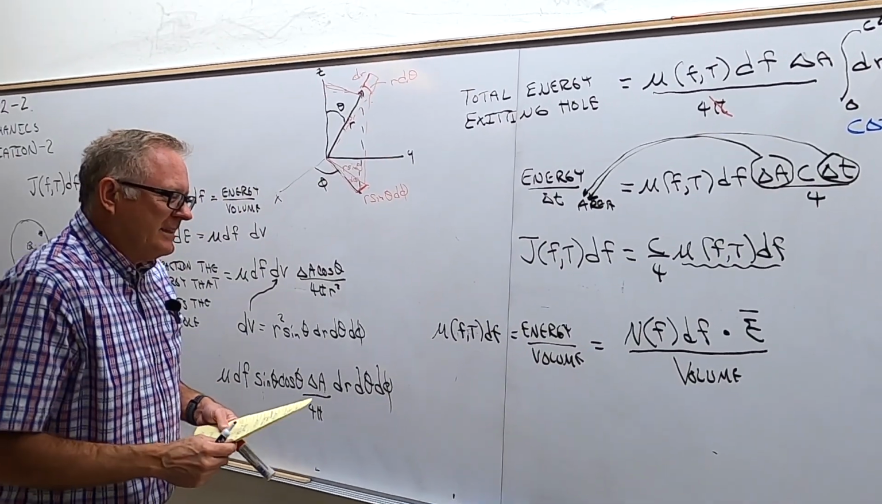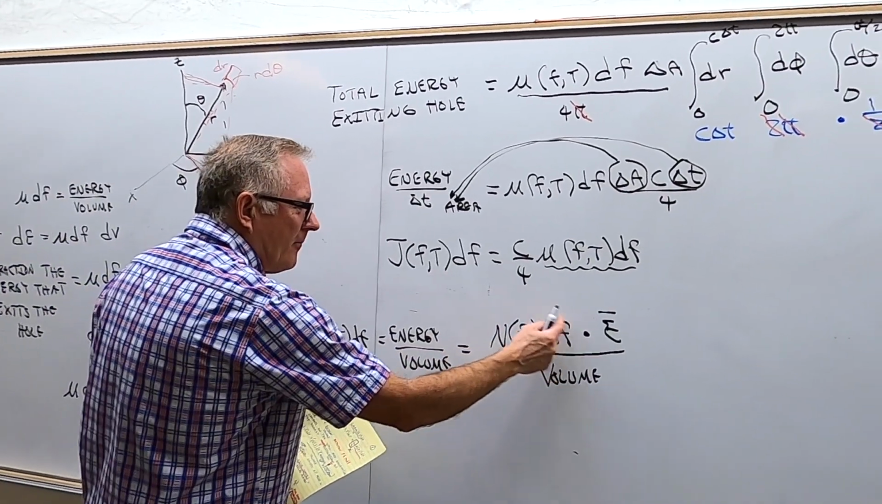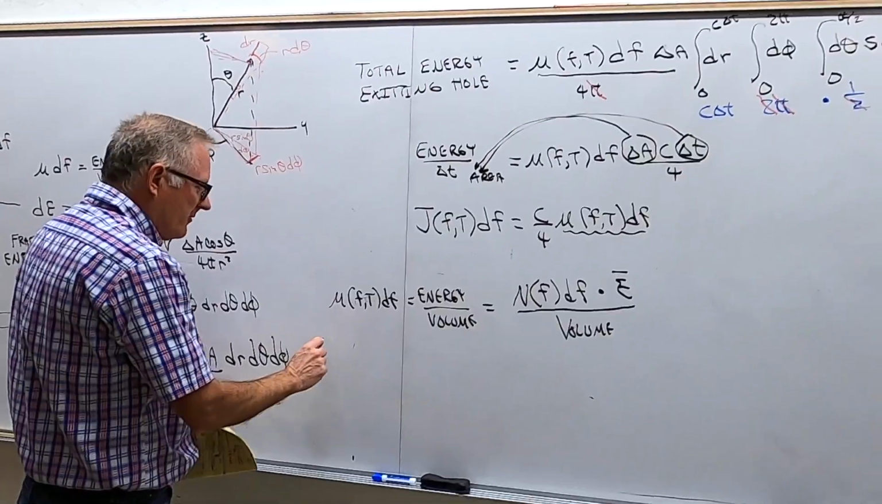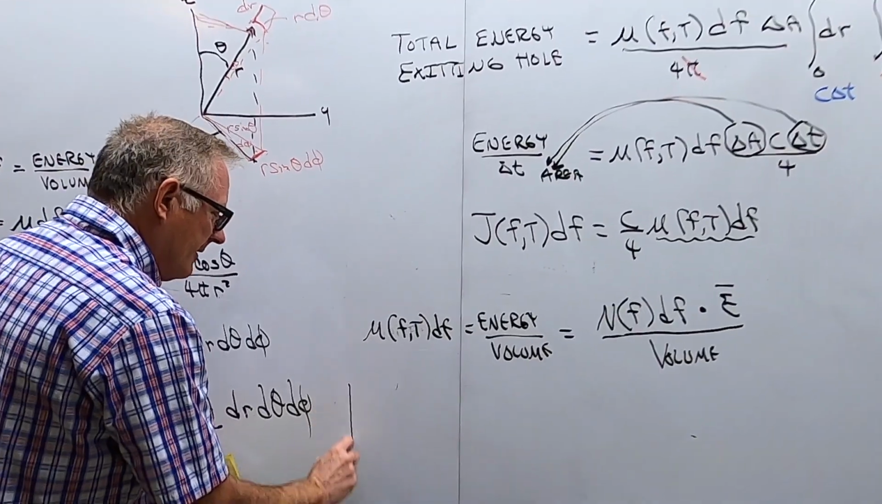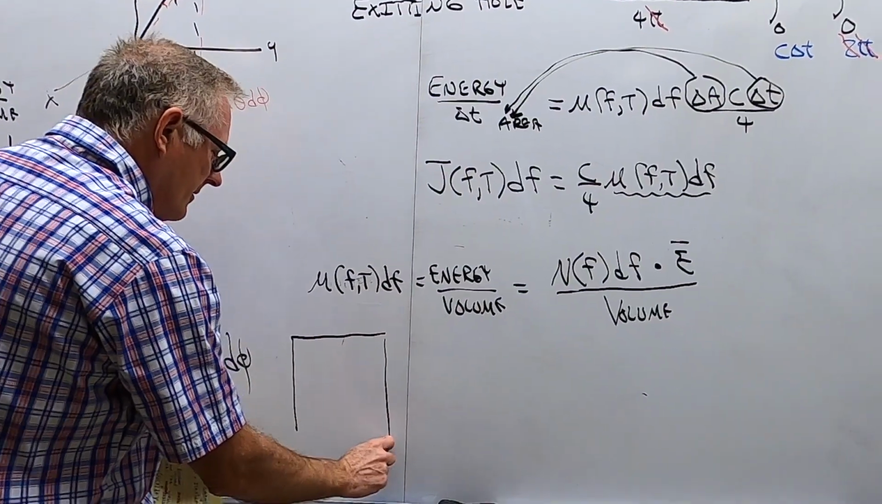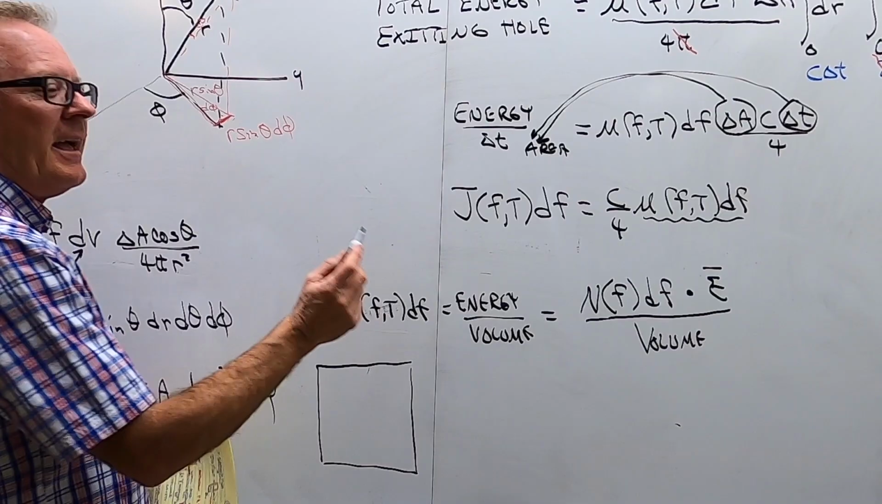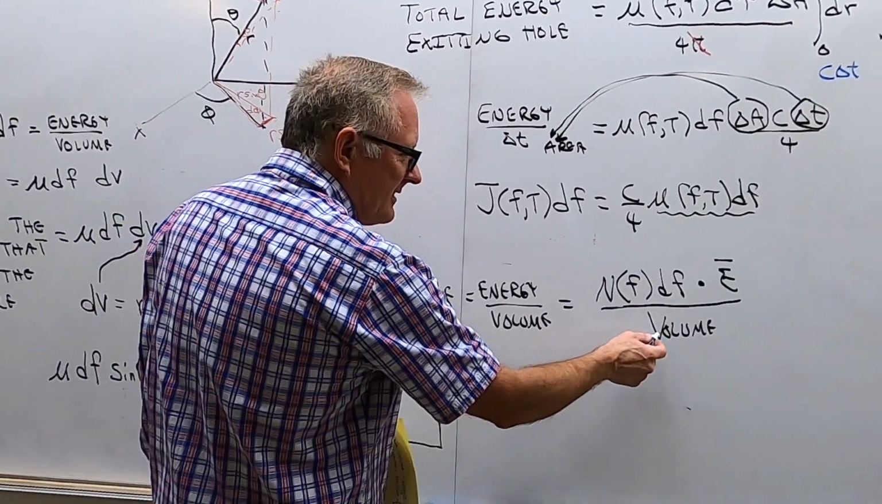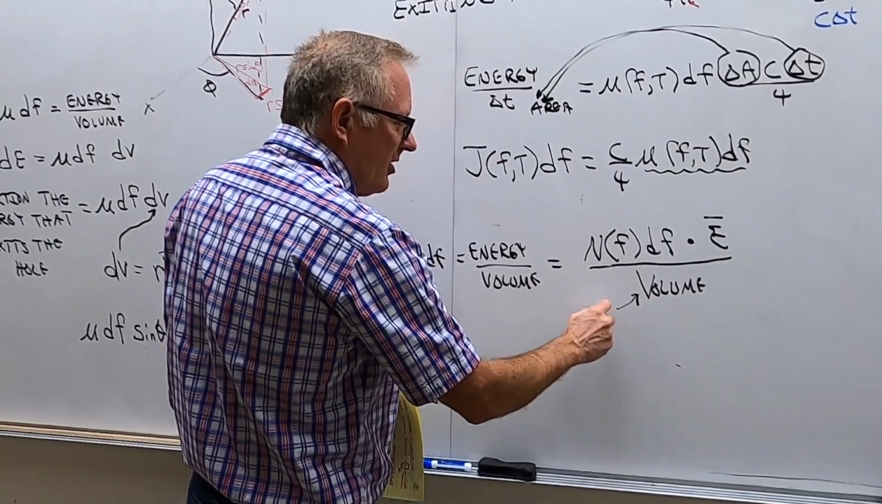Now, if we wanted to calculate how many oscillators you have per volume, first of all, let's make the volume nice and easy. A cube, L by L by L. So that's going to be easy. That's just going to make it L cubed.